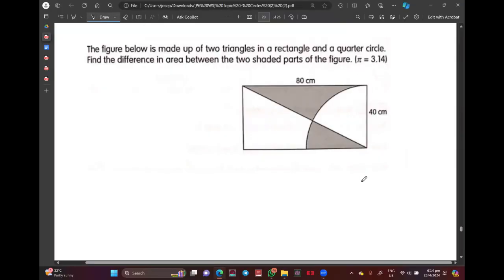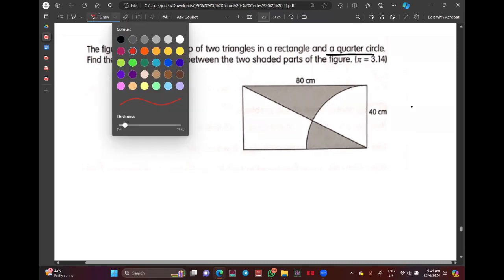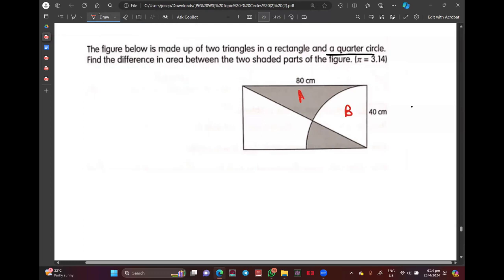Now, when I look at this question again, it is very confusing, right? Okay, the figure is made out of two triangles in a rectangle, so I have one triangle over here and a quarter circle. I don't know if you can see the quarter circle. This is the quarter circle. Can you see this is the quarter circle? Perfect.